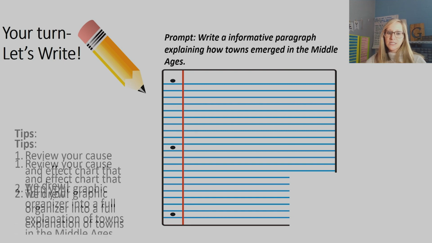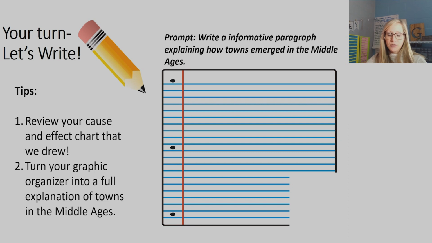I do have a few tips to give you before you begin trying this on your own today. One, review your cause and effect chart that we drew. Again, really strong writers use a graphic organizer that helps to pick out the key important details to include. We don't even include everything. We want the most important information. And two, I want you to turn that graphic organizer into a full explanation of towns and how they emerged or were created or how they were developed in the Middle Ages. So I'm going to give you a couple minutes to get started on this task.